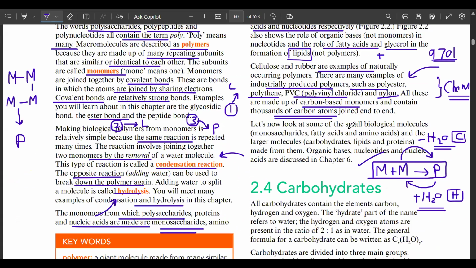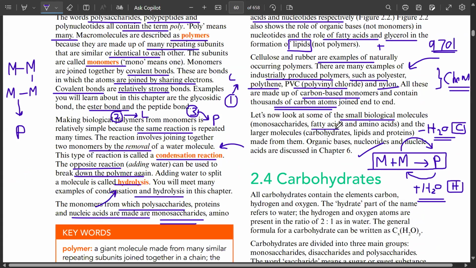Let's now look at some of the small biological molecules such as monosaccharides. Fatty acids are going to join together with glycerol to produce lipids. Amino acids are also monosaccharides. They are going to form what? No, sorry. Amino acids are monomers. So monosaccharides make up carbohydrates. Fatty acids make up lipids. Amino acids make up protein. So, larger molecules of it: monosaccharides make up carbohydrates, fatty acids make lipids, amino acids make protein. Remember this. Got it?